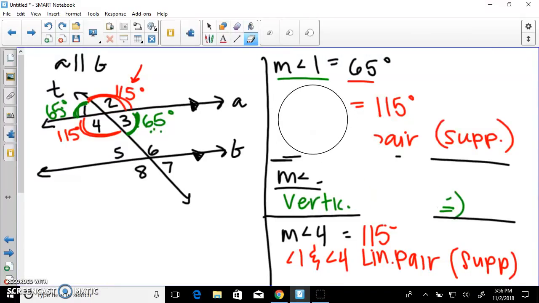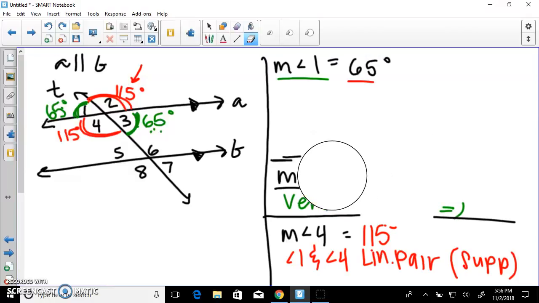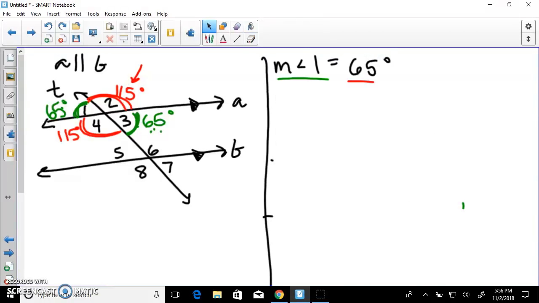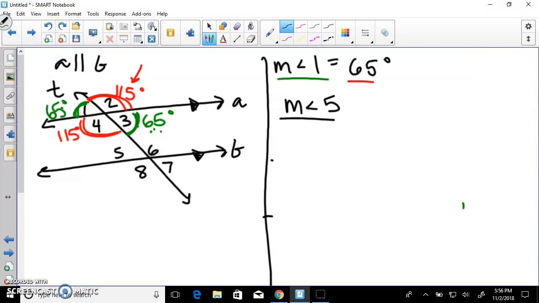Let's look at finding the measure of angle 5 now. I'm going to get rid of this. So the measure of angle 5. So here's angle 5 right here. Let's look at where 5 is in relation to angle 1. They are on the same side of the transversal. I like to highlight my transversal to really see it. There's the transversal T. Notice angle 1 and angle 5 are both to the left of the transversal.